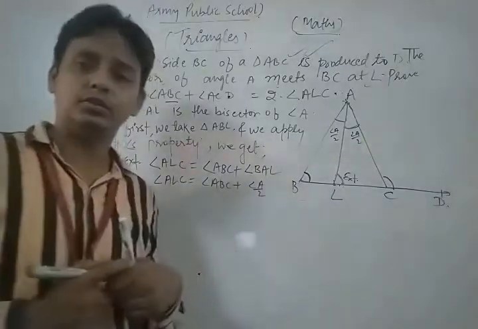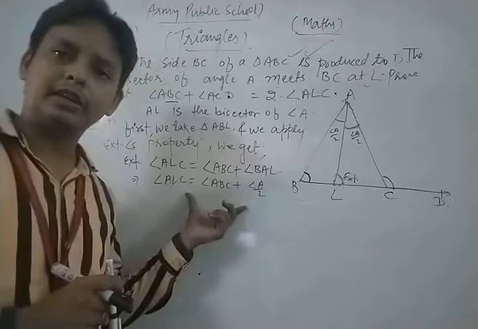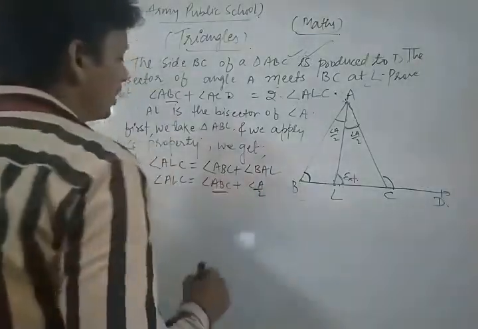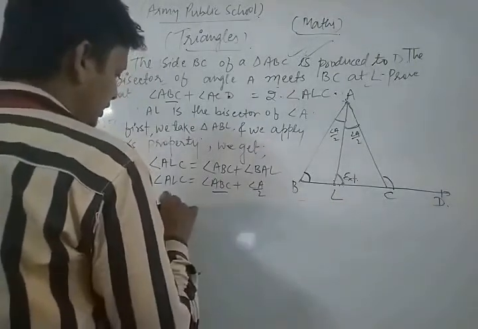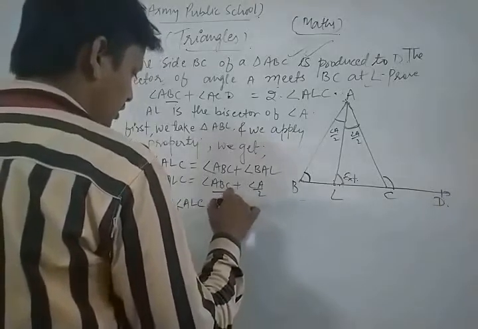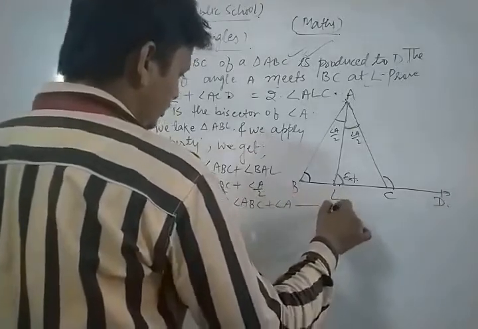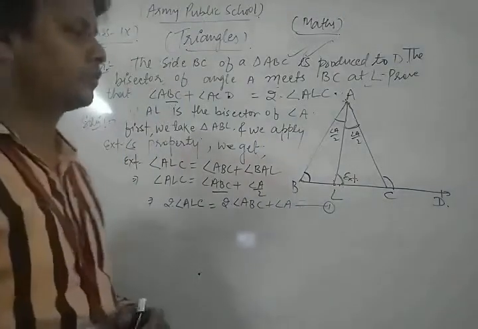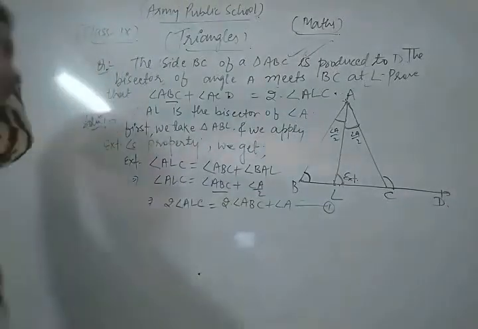Now we take their LCM. We simplify them by taking the LCM as 2, so we get 2 times angle ALC is equal to 2 times angle ABC plus angle A. Take this as equation number 1. Okay, so this is very important. Look once more here.